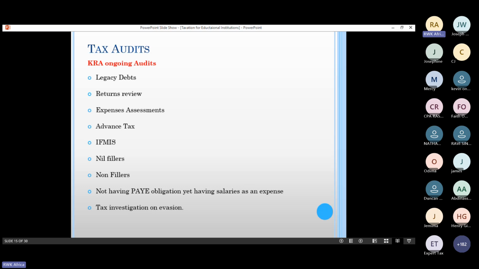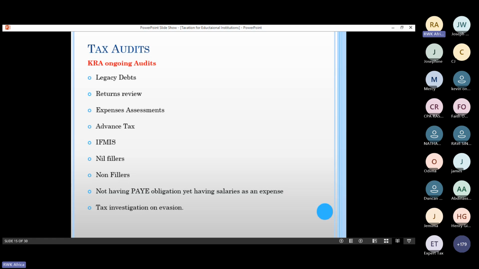Apart now from the tax saving strategies, we check on the KRA ongoing audits. And this one, it's in relation to the tax triggers that we have talked about. So the different ongoing audits, we have the legacy debts. These are the debts that were there before we moved into the iTax system. Initially, the system was manual. So in that transition from the manual to the iTax system, the debts that were there are now being handled under the iTax. So that's what we refer to as the legacy debts.